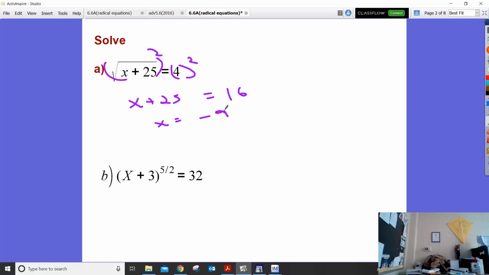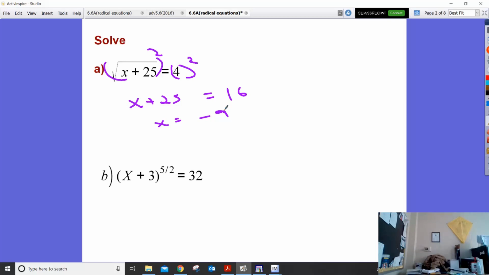Negative 9. Now sometimes kids say, well, x can't be negative. They get this whole negatives and radicals in their head, but they get it backwards. If you plug that negative 9 in, does it still work? You have a negative 9 plus 25, that's 16. What is the square root of 16? So it checks out.